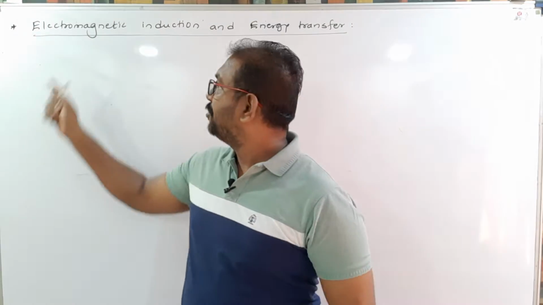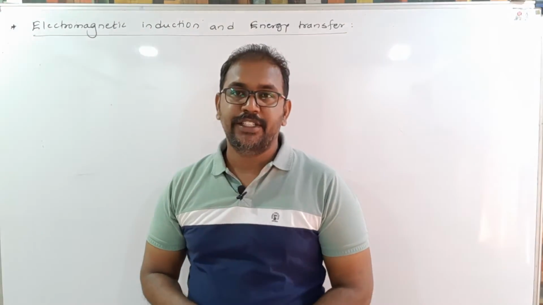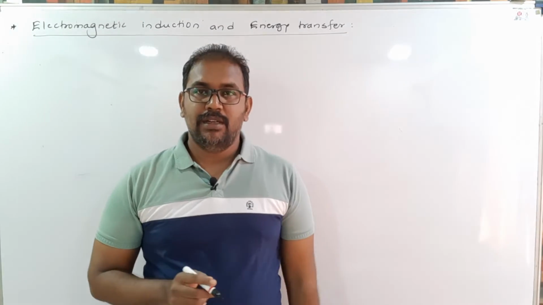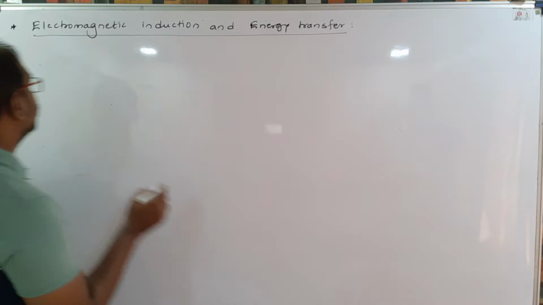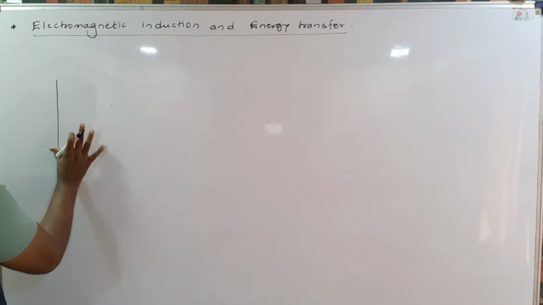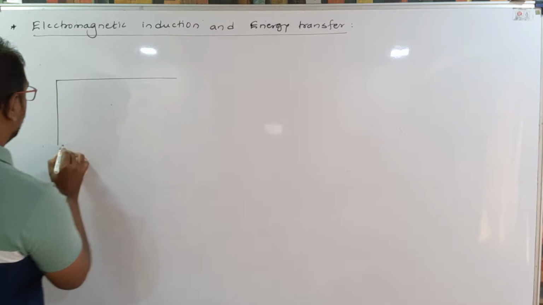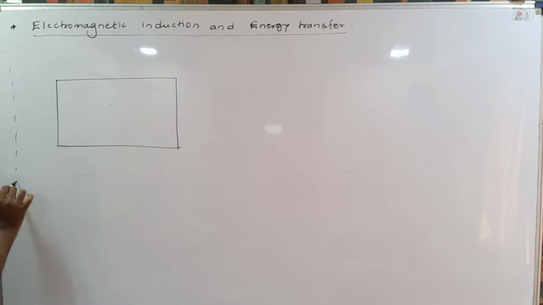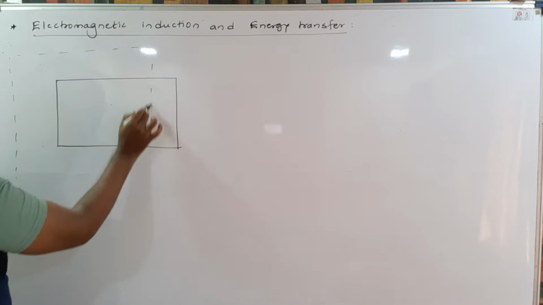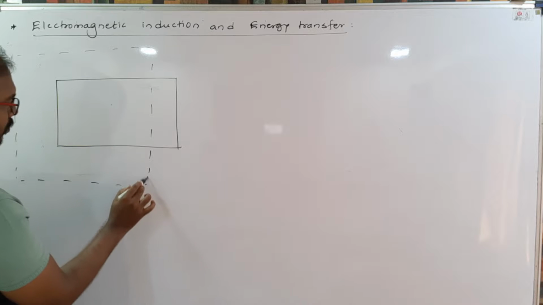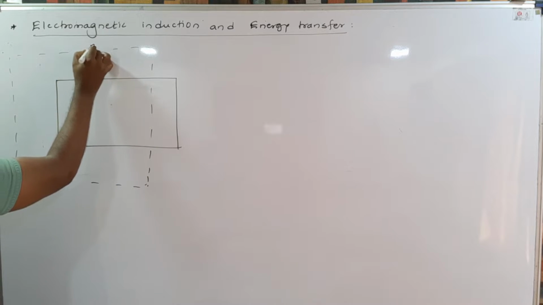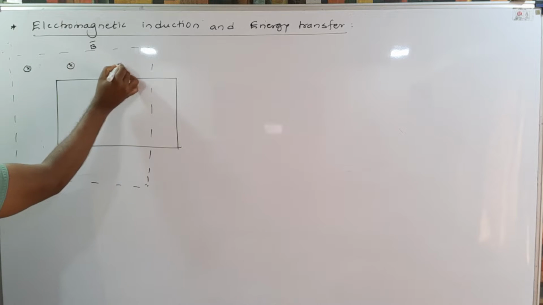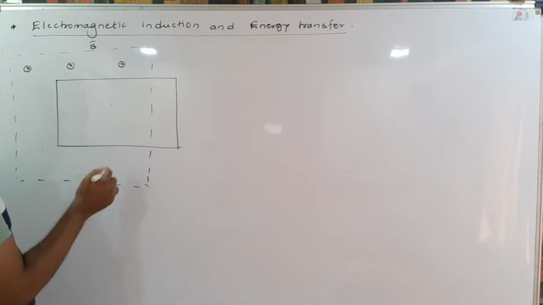Hello student, we have to learn the article electromagnetic induction and energy transfer. To learn this article, we consider a loop of wire ABCD. It is placed in a uniform magnetic field B. This is the direction of the magnetic field, and it is in the plane of the paper.